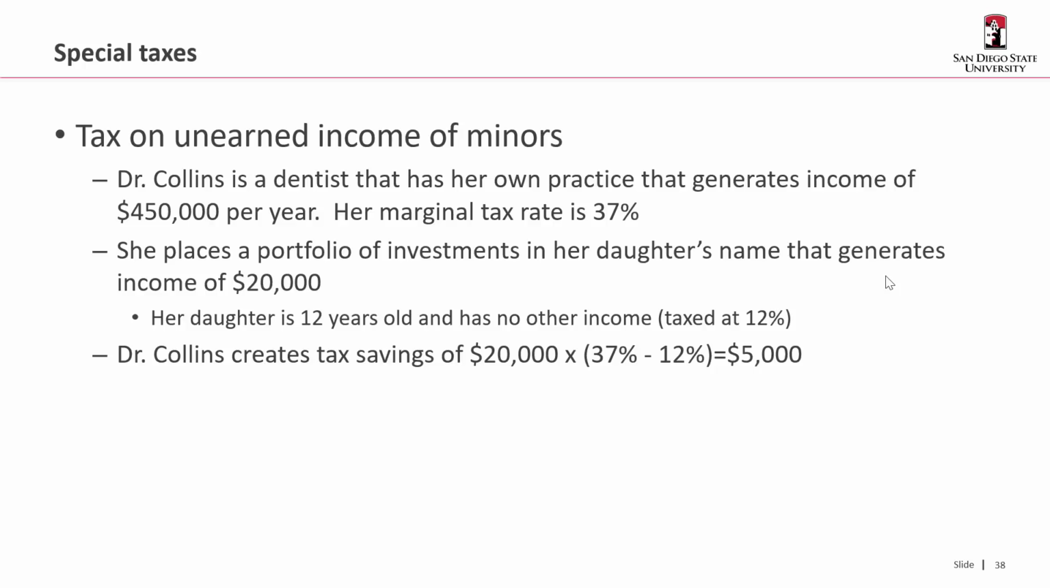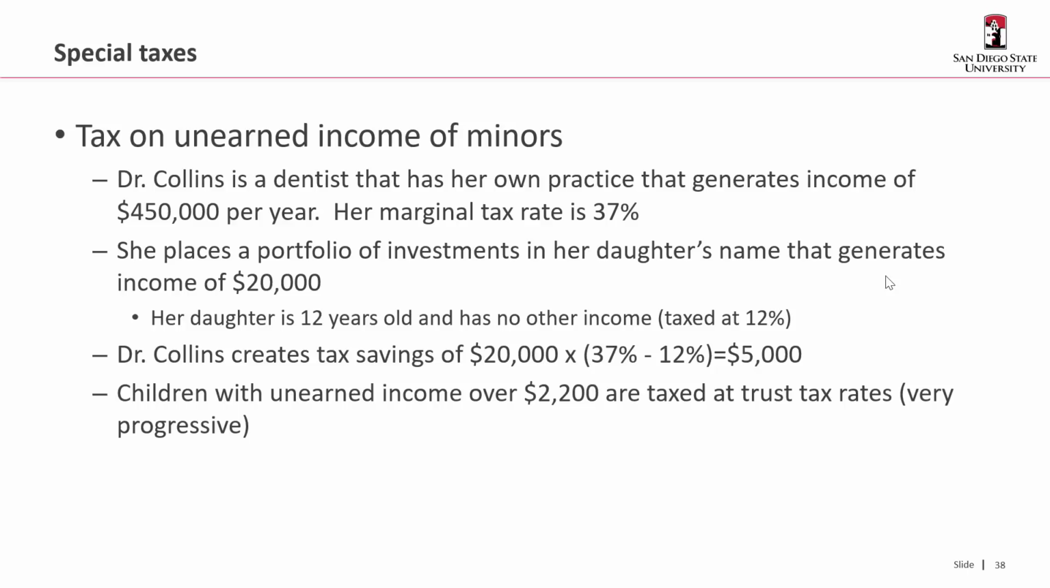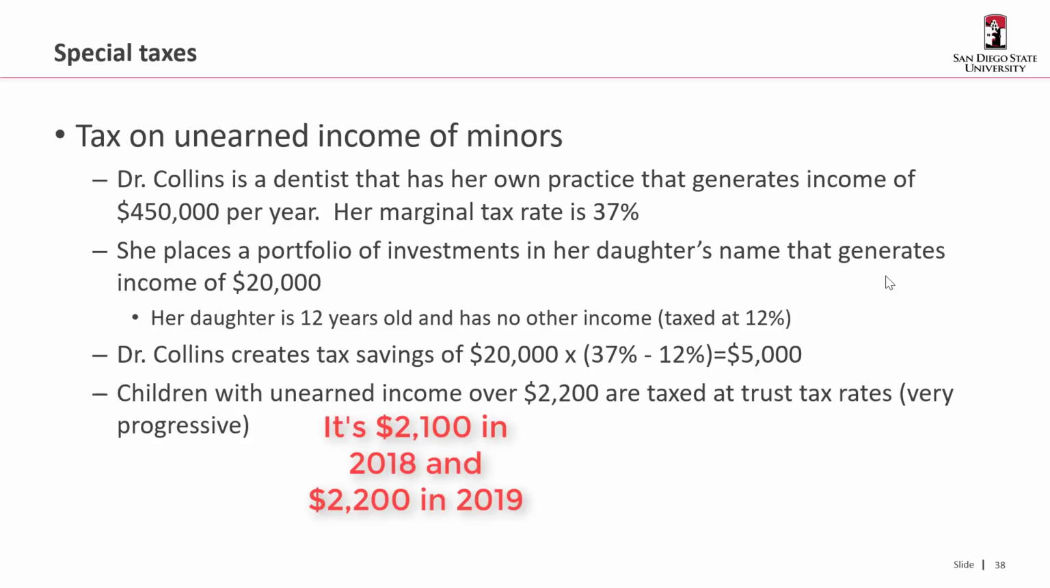So as a result of doing the shifting, think of it as she probably really still exerts control over her minor daughter. She creates tax savings, right? So the delta between the two marginal tax rates, times the amount of income that's being generated. Just through this little shift, she can save $5,000 in taxes. This is why we have a special tax on children with unearned income over $2,200. In 2018, that's the limit. They're going to be taxed at trust tax rates.